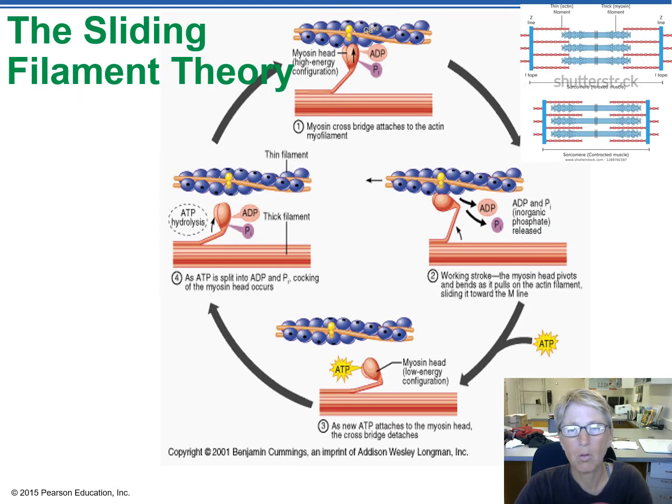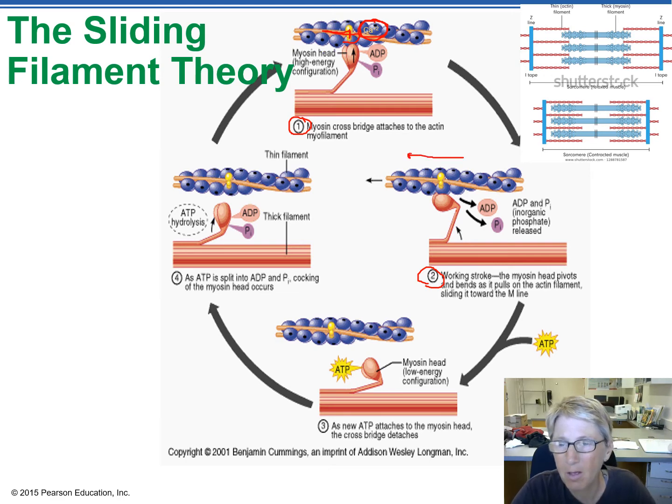So here's the whole thing together. It starts at this point. Number 1 says the myosin cross bridge attaches to the actin myofilament, and you can see I've got calcium here. It's pretty small, but you've got calcium here. Calcium has removed the troponin-tropomyosin complex off the myosin head binding sites on actin. And then number 2 is the working stroke. The myosin head pivots and bends, and it pulls the actin toward the midline.